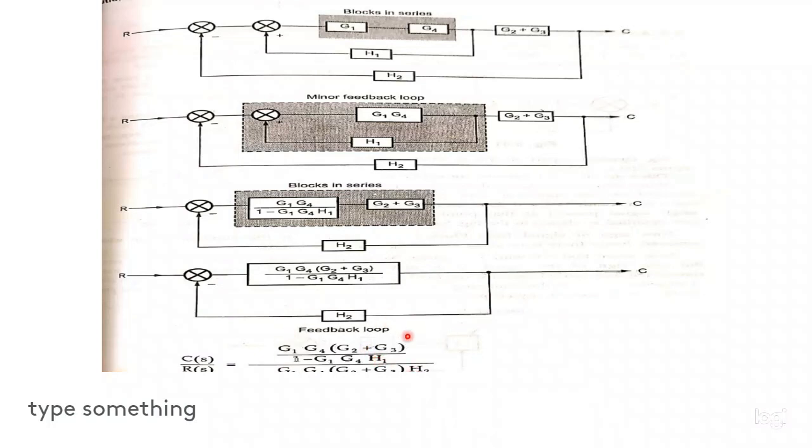Then simplify this by taking an LCM and so on. So finally you are going to get this answer, that is G1 G4 into (G2 plus G3) all divided by 1 minus G1 G4 H1 plus G1 G4 into (G2 plus G3) into H2.